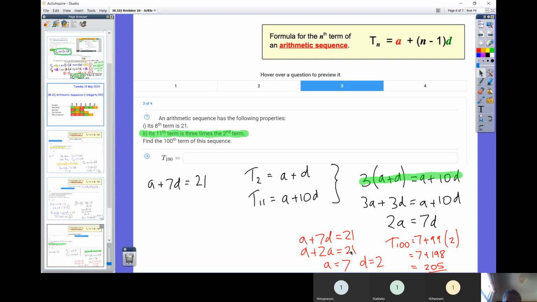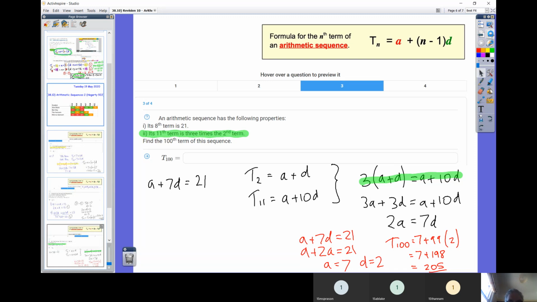Okay, so I get a plus 7d, which is the same thing as a plus 2a equaling 21. So 3a equals 21, so a equals 7. So if a equals 7, then d must equal 2. And then they're asking me to work out the 100th term. So substituting into the equation, I know that n is 100, a is 7, and d is 2. Substituting in, I can work out that the 100th term is 205. So that's question 3.